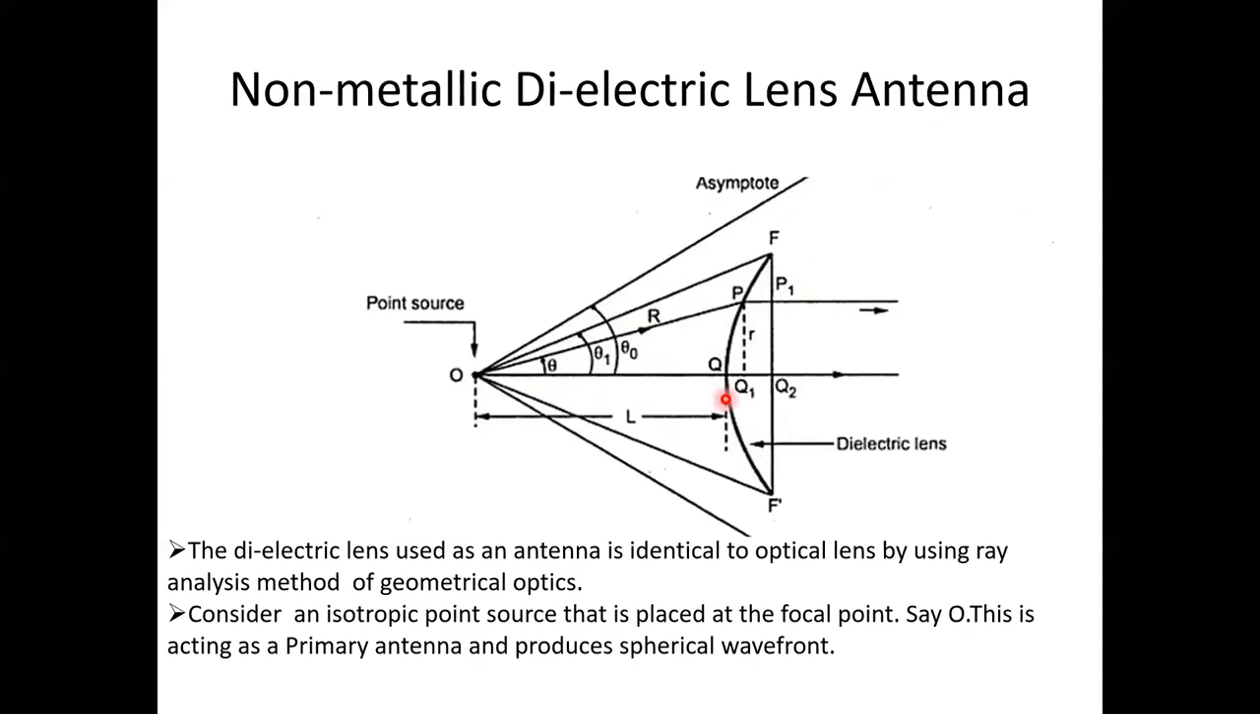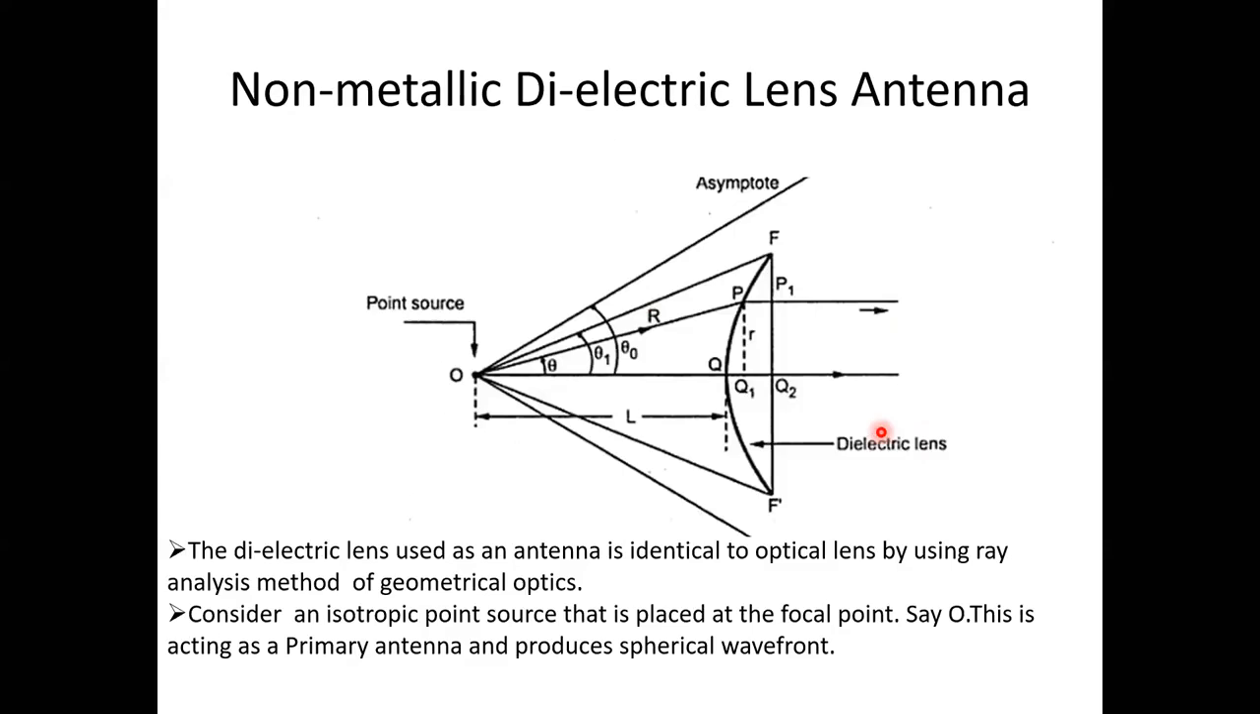Now we have to derive the equation for this non-metallic dielectric lens antenna. Usually this analysis is done by using the ray analysis method of geometrical optics. So let us consider an isotropic point source that is placed at the focal point, and this will act as a primary antenna that will produce a spherical wavefront, and that will be falling onto the lens antenna, which will be converted into parallel rays.